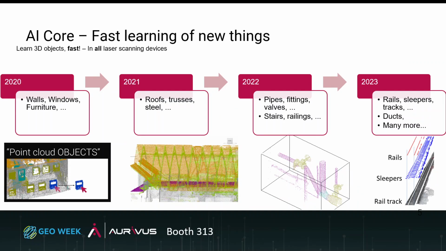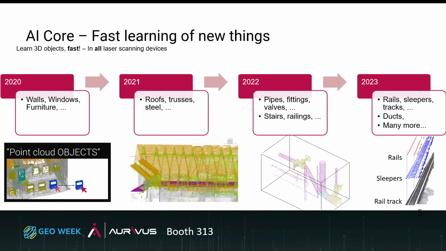And one thing about our AI is that it can learn new objects very fast. We started at Reverse by training walls, windows, doors, furniture. Later we listened to our customers, and they said the most time consuming things are things with many angles in 3D, for example, roofs and trusses. So we trained a neural network to be able to detect these beams and columns. Later on, we trained for pipes, valves, fittings, and so on, also stairways and railings. And in 2023, we started with sleepers. So for railways, we have rails, tracks, the sleepers, ducts, and then many more.